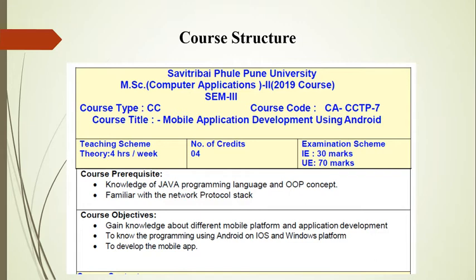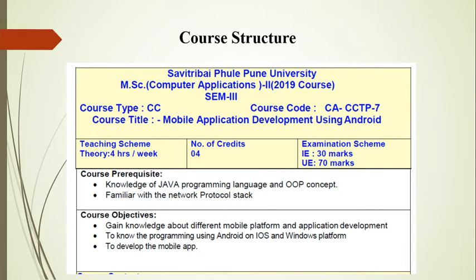Course structure according to the university. This is a subject of MSc Computer Application. There are 4 credits for this subject. The course code is CA-CCTP 7. Total marks for this subject are 100. Out of these, 30 marks are for internal evaluation and 70 marks for external evaluation.